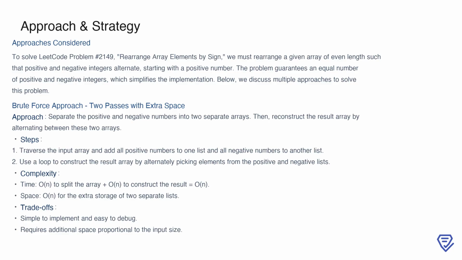This approach is very straightforward. First, we traverse the input array to create separate lists for positive and negative numbers. Then, using a loop, we alternate between these lists to construct the final array. While the time complexity is efficient at O(n), since we only traverse the array twice, the space complexity is a drawback, as we require additional storage equivalent to the size of the input. The simplicity of this approach makes it easy to understand and debug, but its reliance on extra space may not be ideal for all scenarios.